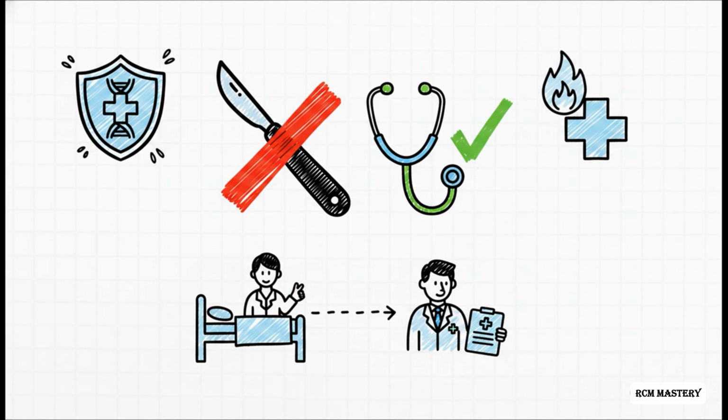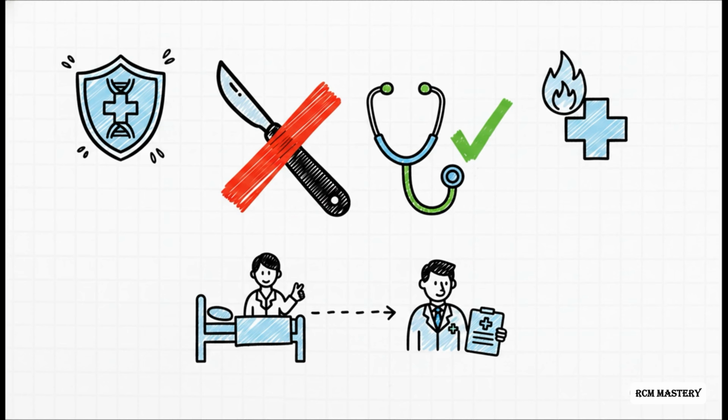Now, you have to be super precise here. Rule number 1, never, ever use modifier 24 with surgical codes. It is strictly for EM codes. Also, getting separate payment for an EM visit while the patient is still in the hospital for the original surgery, not usually allowed. But there are a few critical exceptions.